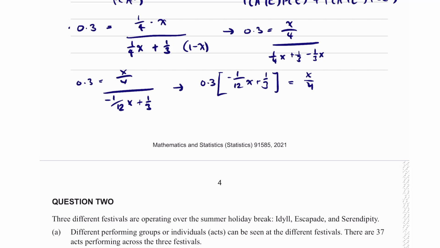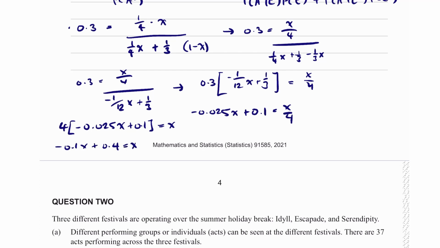So 0.3 multiplied by negative 1 over 12 is negative 0.025X, and 0.3 times 1/3 is 0.1. This is equal to X over 4. So if we multiply the left-hand side by 4, we get 4 times negative 0.025X plus 0.1 is equal to X. Now, 4 times negative 0.025 gives me negative 0.1X plus 0.4 is equal to X. Let's bring this side back over. So let's continue our working here. That's 1 plus 0.1, so 1.1X is equal to 0.4, and therefore X is equal to 0.4 over 1.1, which is 0.36363636.